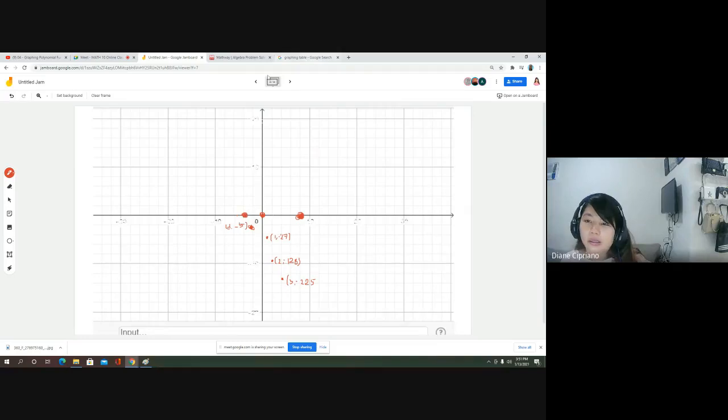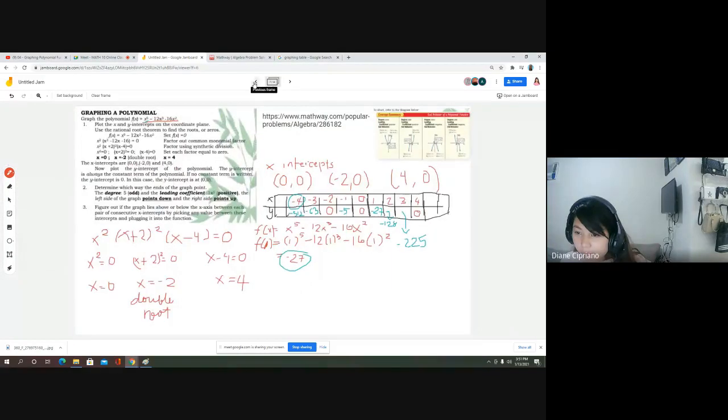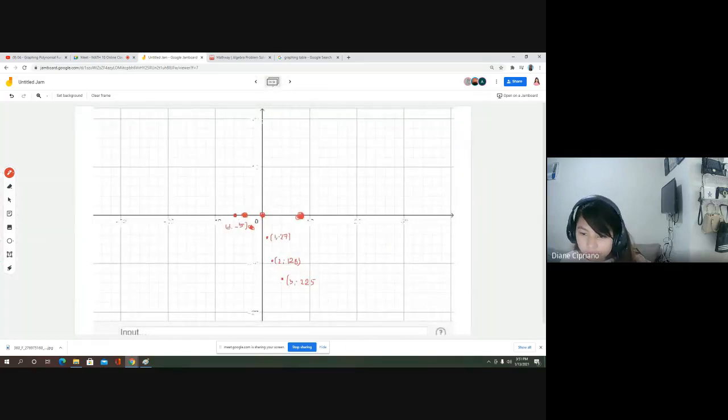Okay? And the next, negative 3 and negative 63. Assuming that this is the 63. Sige, baba natin konti sa 27. Negative 3 and negative 63.